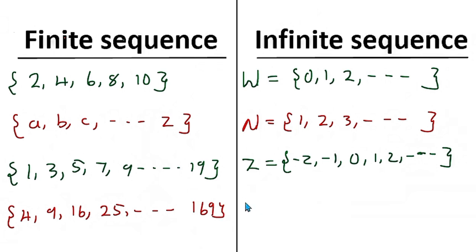Maybe here we can just look at rational numbers. We have here 2/3, then 3/5, and here 5/7, and it goes on. Okay, so basically in the finite sequence, the last term is known, but in the infinite sequence, the last term is unknown. It continues to infinity.